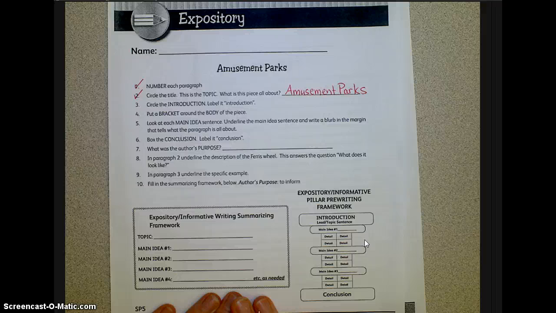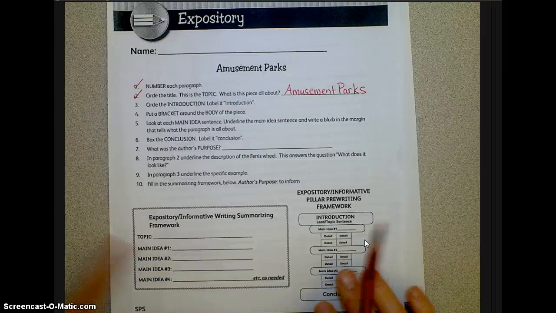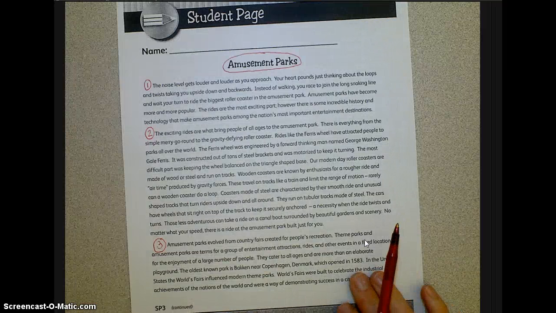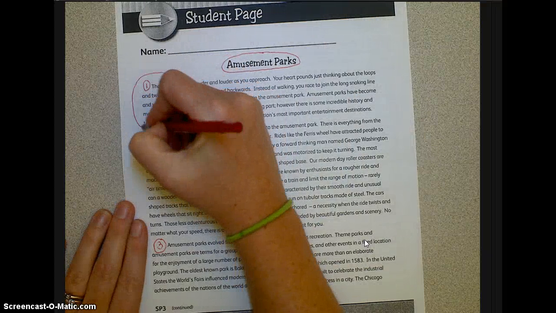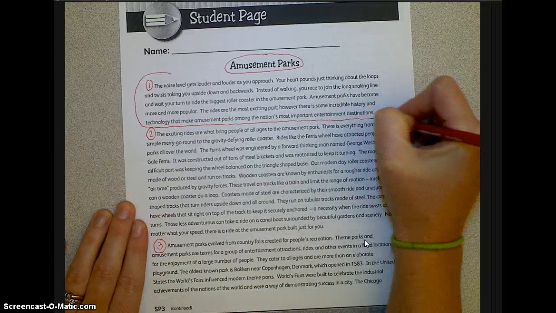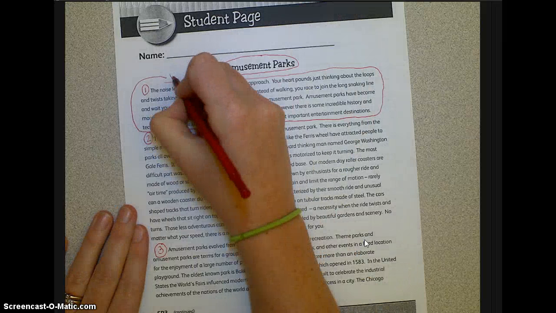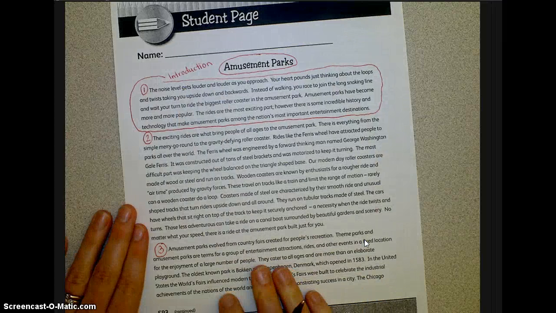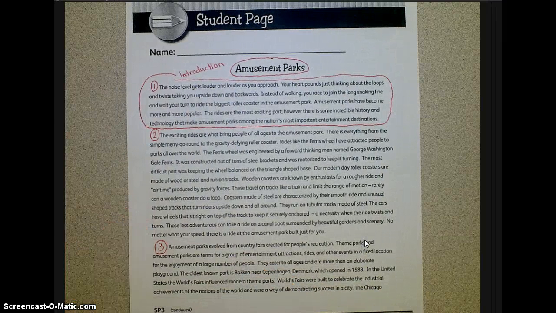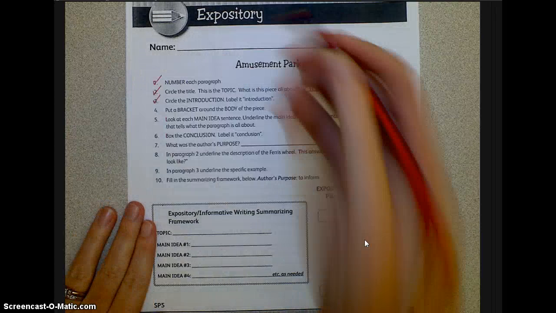We're all done. The next thing we want to do is circle the introduction and label it introduction. And our introduction is in fact our first paragraph. So everyone go ahead and put a nice circle around paragraph number 1. And our directions said to label. So I'm going to write introduction. That's where I learn about what the whole piece is about. Introduction. All right, let's go back to our directions and do a little check mark.